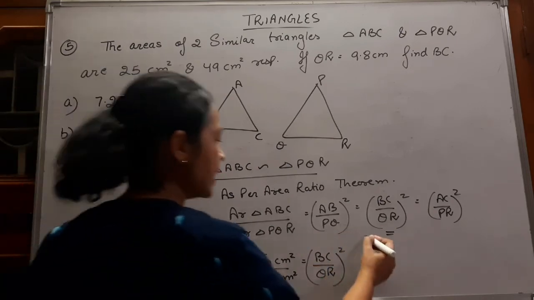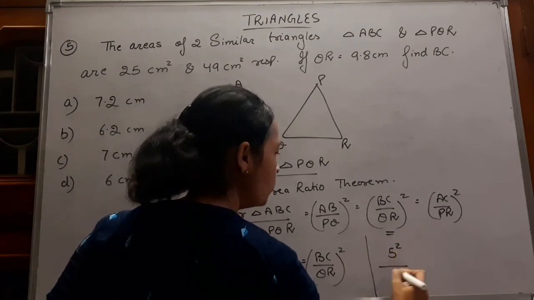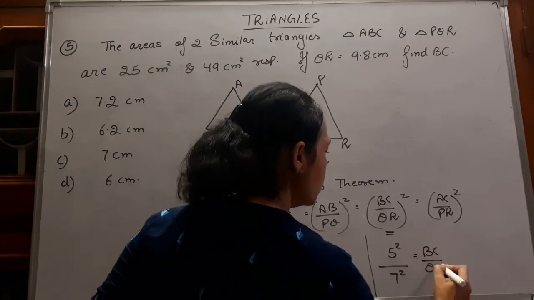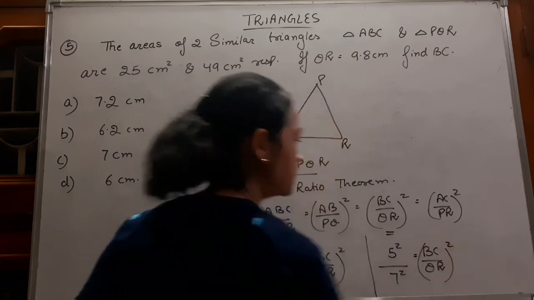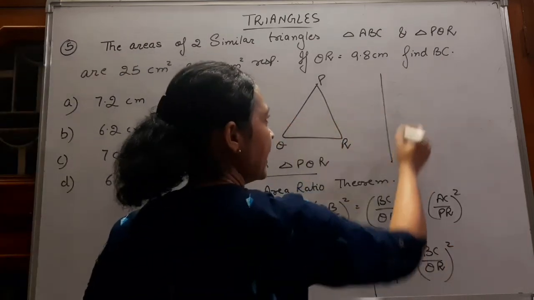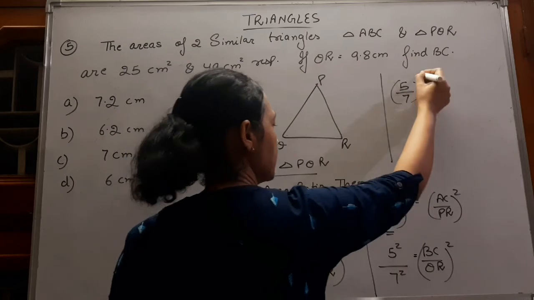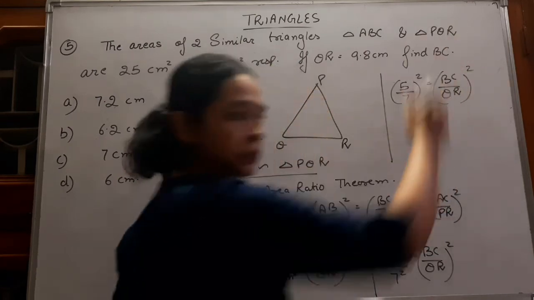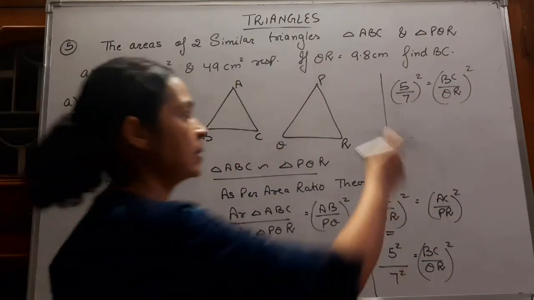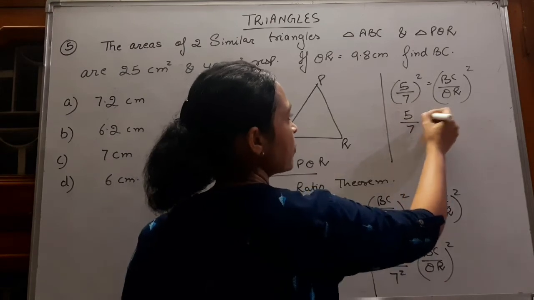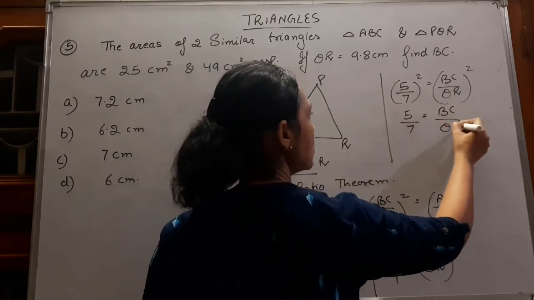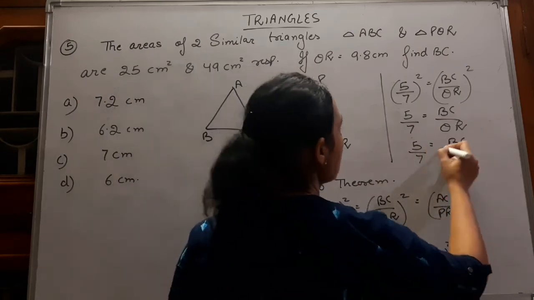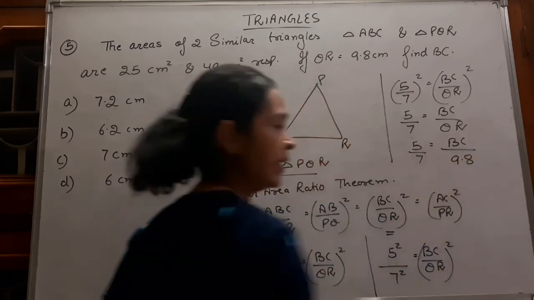Now 25 can be written as 5 whole square and 49 as 7 whole square, equals BC upon QR whole square. We can write 5 by 7 whole square equals BC upon QR whole square. Take the square root on both sides. After taking the square root, we get 5 by 7 equals BC upon QR, where QR is 9.8.